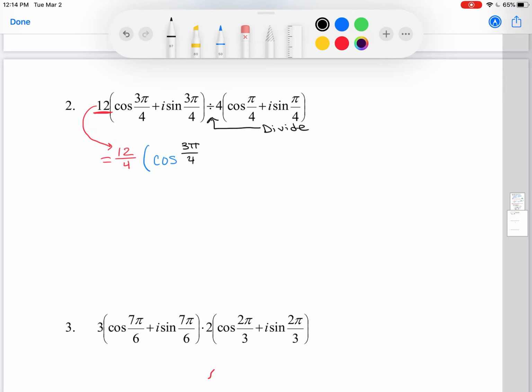Then I'm going to get to the insides. And I have cosine of 3 pi over 4, and I get to subtract that with pi over 4, followed by plus i sine, with the same two angles getting subtracted. Clean things up a little bit. 12 divided by 4 gives me 3. When I subtract my angles, they have a common denominator, which is nice. That will now give me 2 pi over 4.